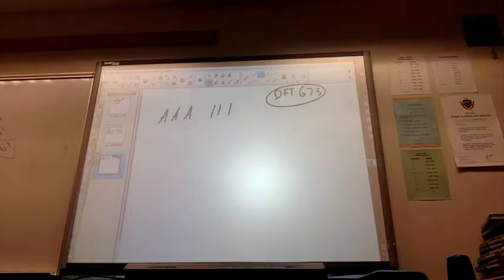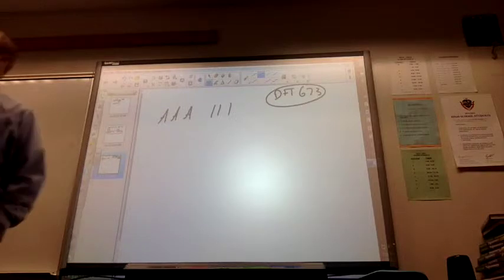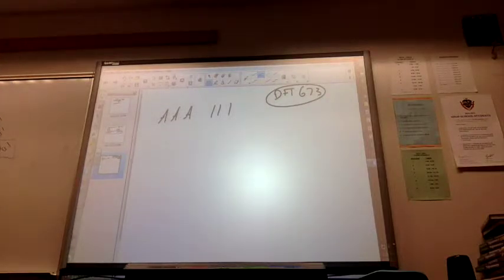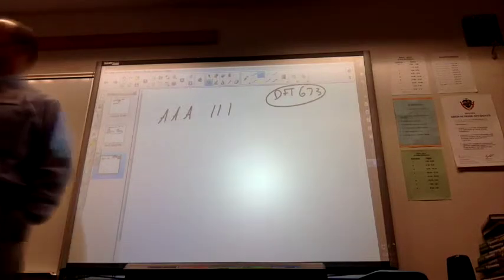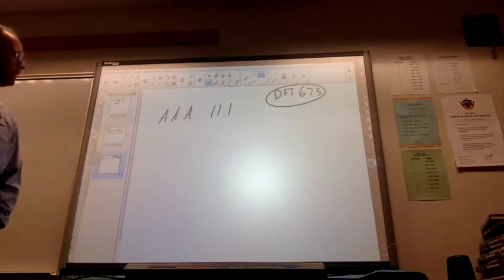So anyhow, if AAA111 wasn't a vanity plate and DFT673 was not a vanity plate, the probability of getting each one is the exact same, which is crazy. So, how many letters are there in the alphabet? We're going to assume we can use all letters. Well, how many? 26.